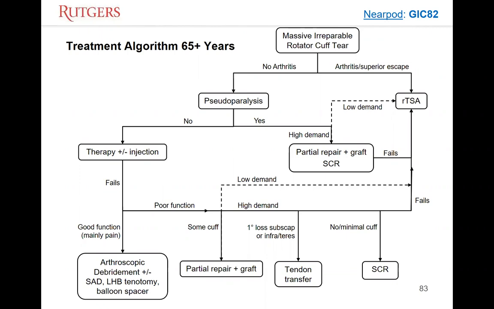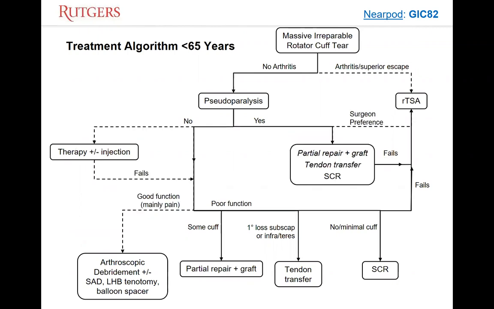And then if function is not maintained and a partial repair can be performed, this can be done with graft augmentation. If function is primarily absent due to an irreparable subscap or an infraspinatus and teres minor tear, a tendon transfer can be considered for high demand motivated patients. If function is poor and there's no cuff available for a partial repair, superior capsular reconstruction can also be performed for high demand patients. And then when all else fails and for low demand patients who won't tolerate extensive post-op rehab, the reverse shoulder remains as the final salvage.